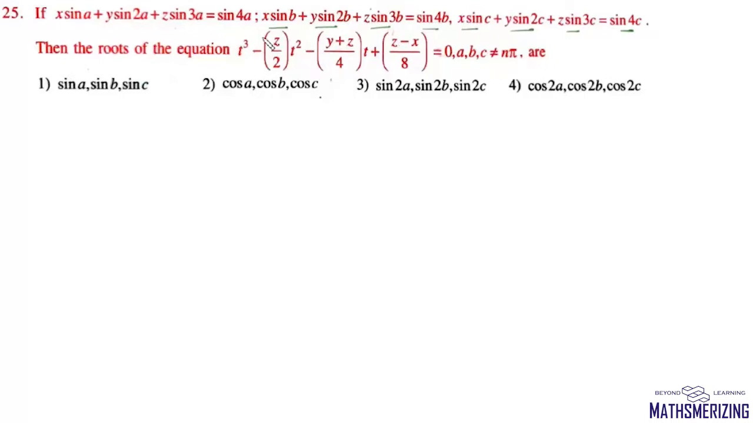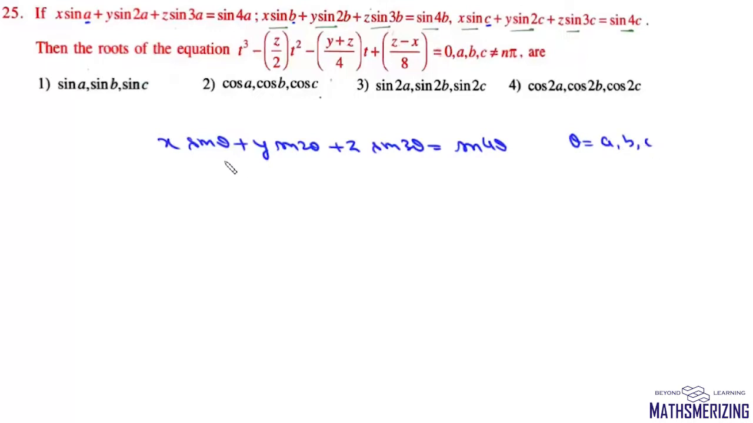Now we look at all the three equations. All the three equations are essentially the same except that in the first one we have a, in the second we have b, and in the third one we have c. So we can write this equation as x sin theta plus y sin 2 theta plus z sin 3 theta equals sin 4 theta, and this equation has three roots, a, b and c. If we put theta as a, we'll get the first equation. With b, we'll get the second equation, and with c, the third equation.